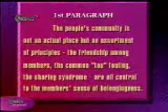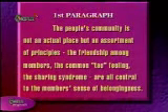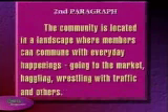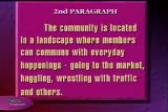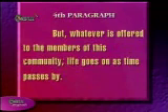The people's community is not an actual place, but an assortment of principles. The friendship among members, the common Tao feeling, the sharing syndrome are all central to the first sense of belongingness. Second paragraph, the community is located in a landscape where members can commune with everyday happenings, going to the market, haggling, wrestling with traffic, and others. Third, their culture contains many caring, loving, down-to-earth dealings with the people in the middle of noise, pollution, and congestion. 4. But whatever is offered to the members of this community, life goes on as time passes by.